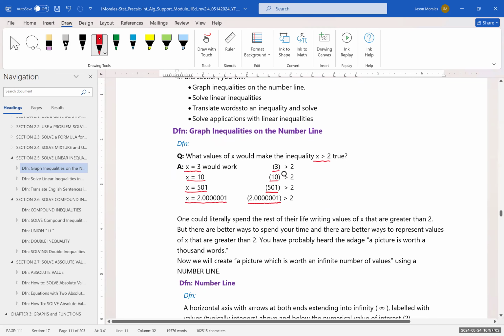So we could literally spend the rest of our lives writing values of x that are greater than 2. But there are better ways to spend your time, and there are better ways to represent values of x that are greater than 2. So you've probably heard the adage, a picture is worth 1,000 words. So now we will create a picture which is worth an infinite number of values using a number line.